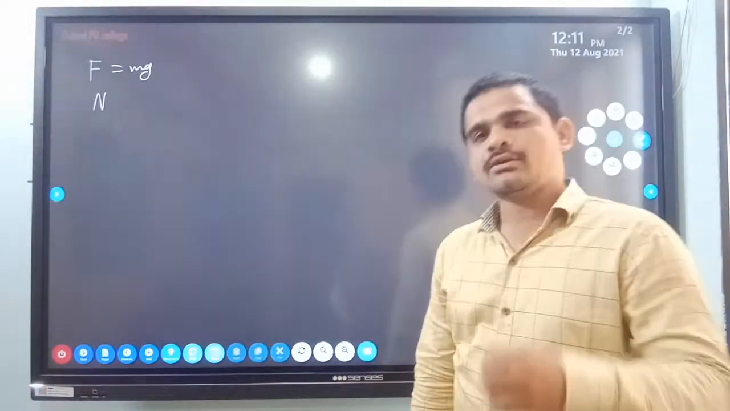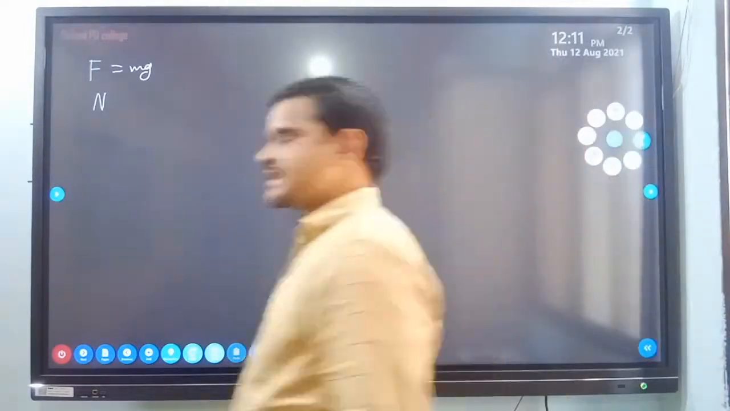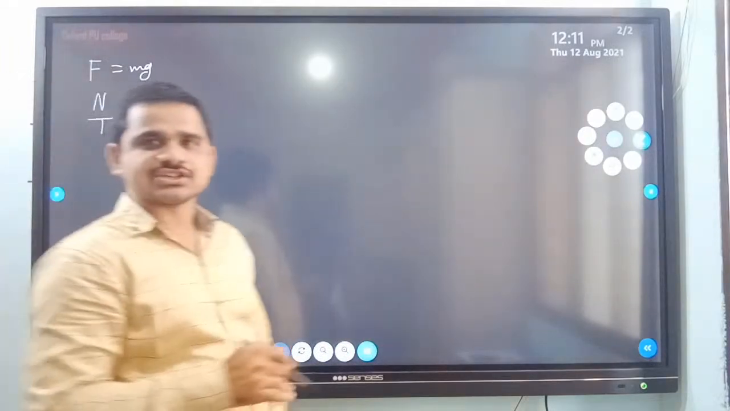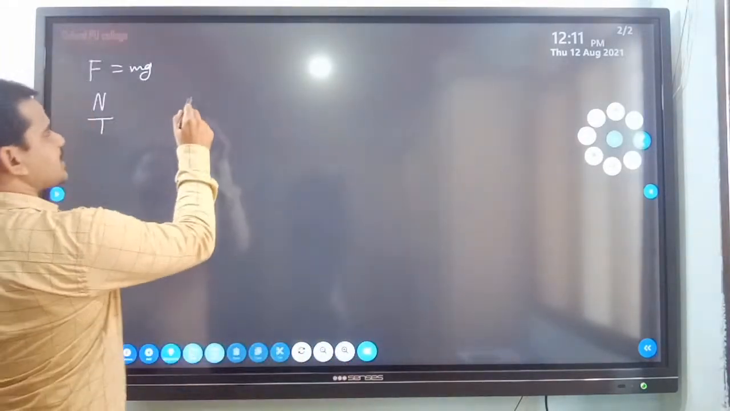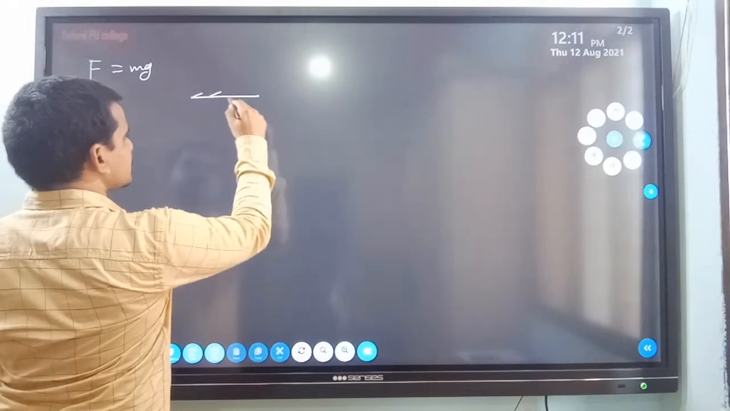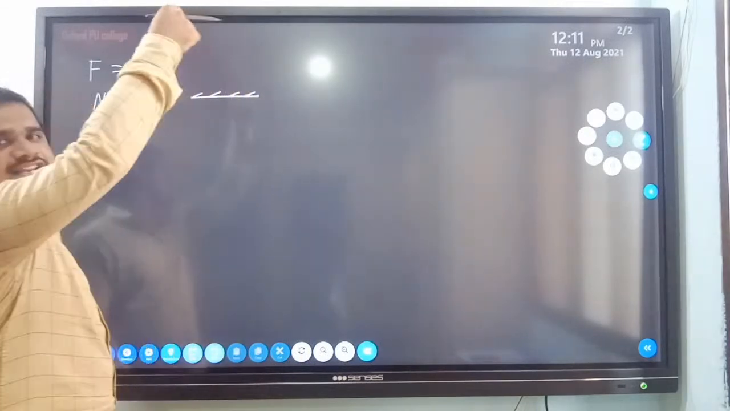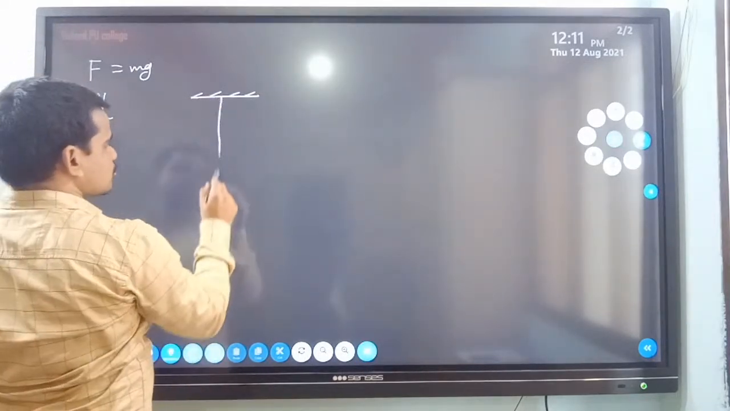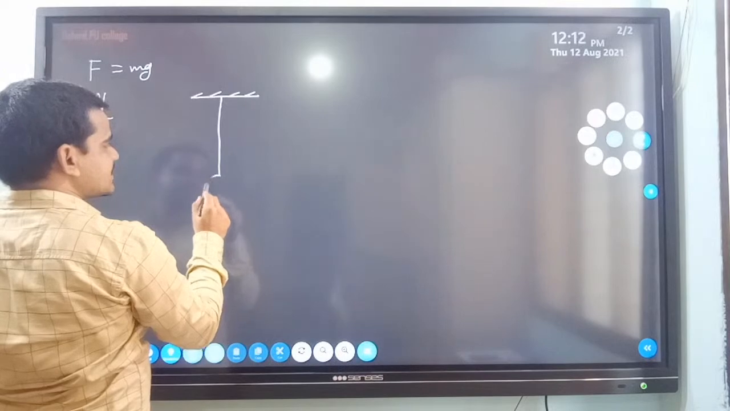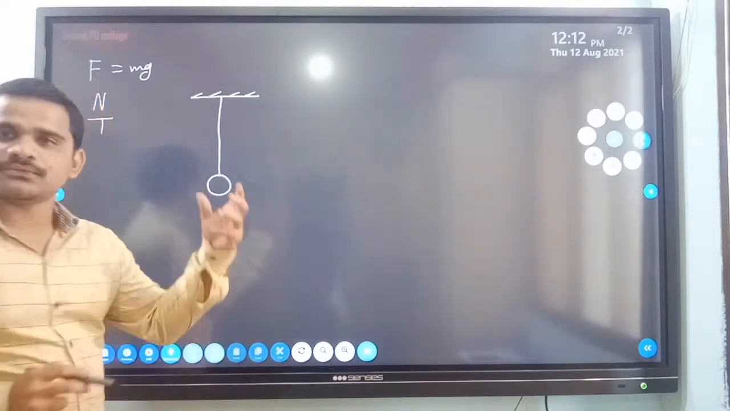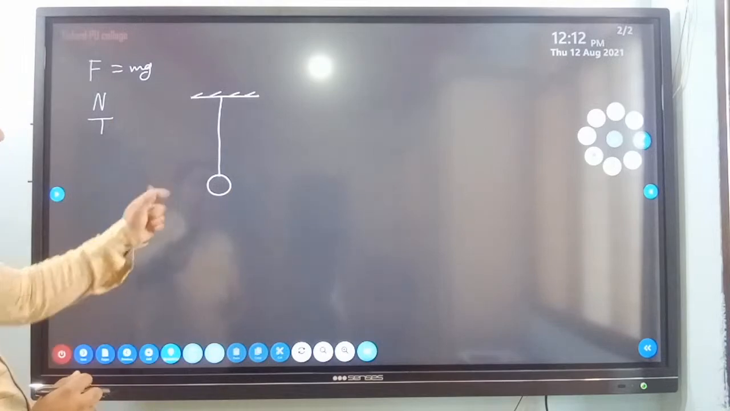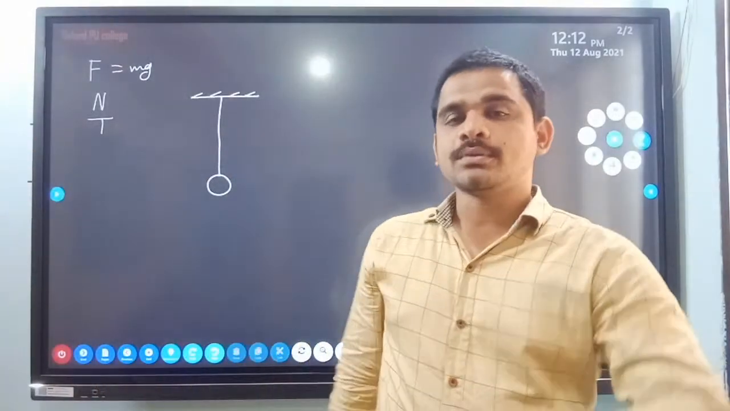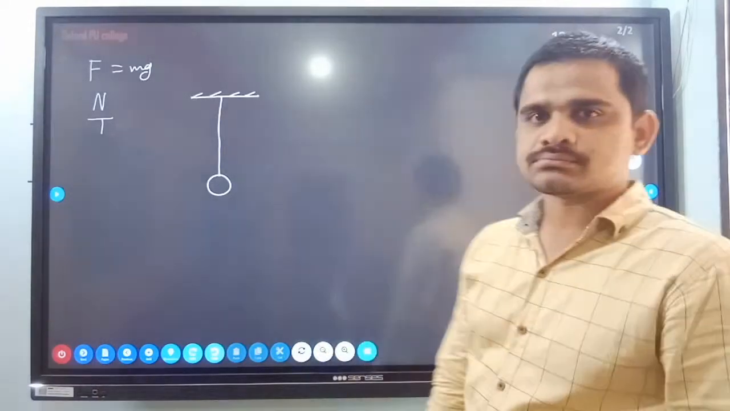And now I'm going to discuss one more force, that is tension. Tension is also a force. Let's see here. I'm taking this string. This is a rigid support, this represents the ceiling. Very strong. Now, from the rope, a sphere is suspended with the help of a rope.